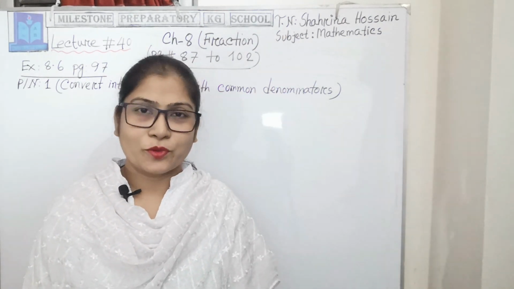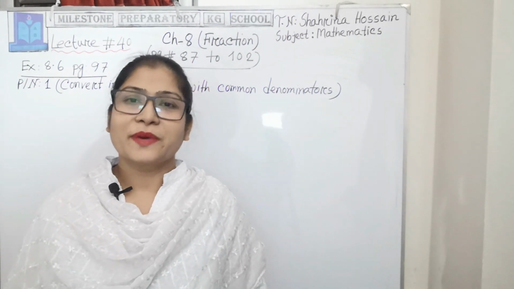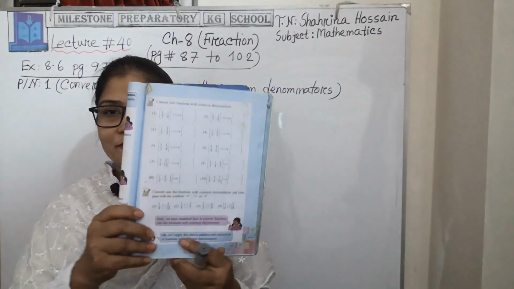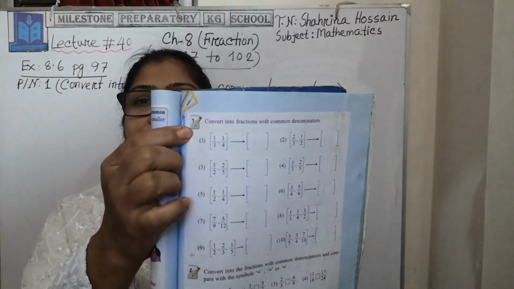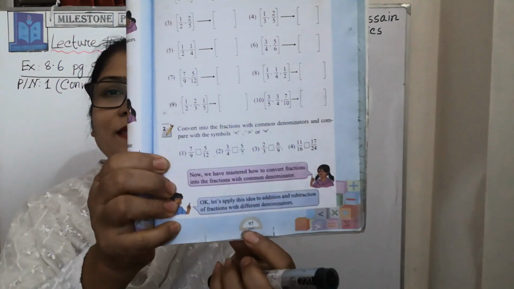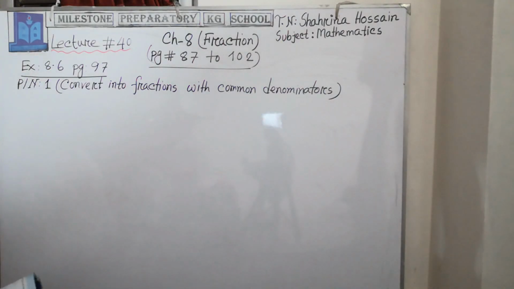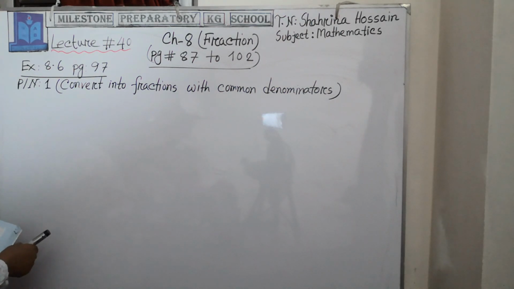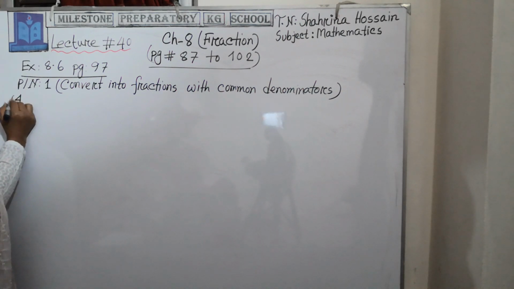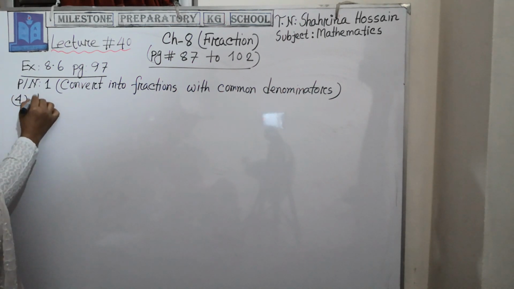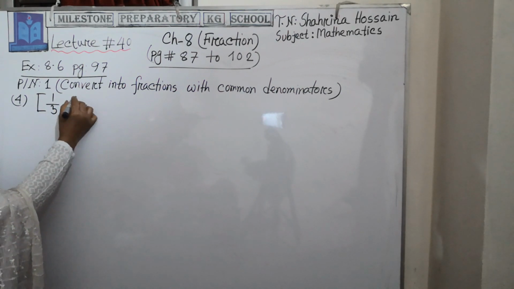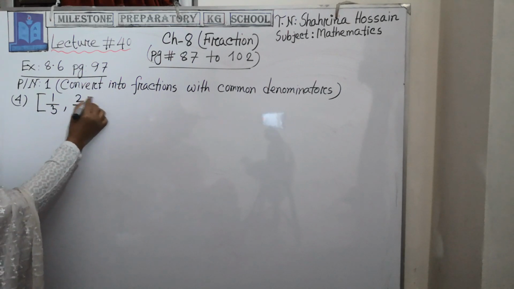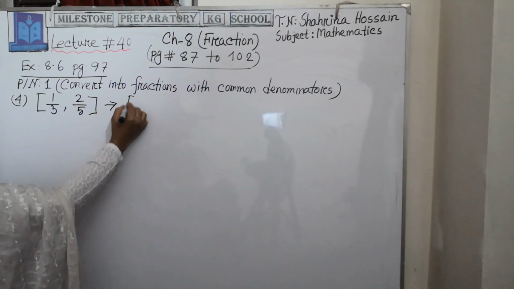At first open your book. Go to page number 97. Page number 97, and problem number 1. Page is 97. Now I will start by doing number 4. Here 1/3, 2/5, then the third bracket.